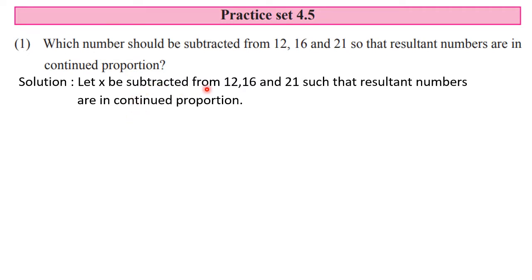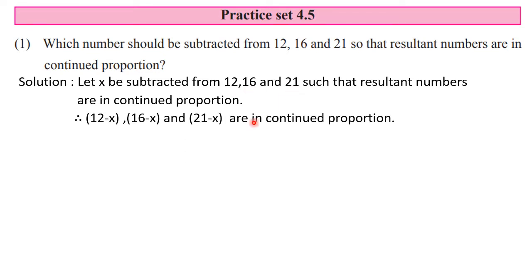Now after subtracting, the new numbers will be 12 minus x, 16 minus x and 21 minus x. So these three numbers are in continued proportion. 12 minus x, 16 minus x and 21 minus x are in continued proportion.